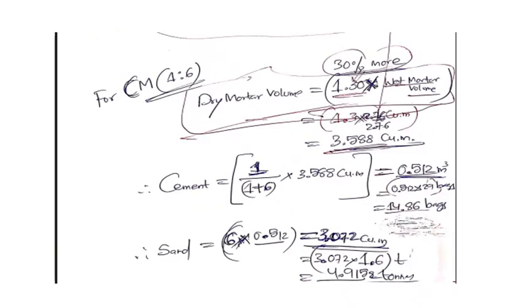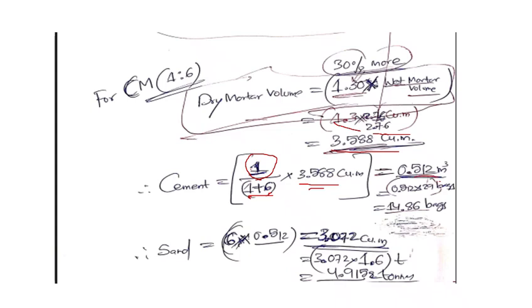So let's calculate the dry mortar volume. The previous volume of mortar is the wet mortar volume. So adding 30% more: 1.30 into the wet mortar volume, 1.3 into 2.76, it is 3.588 meter cube. So let's calculate the cement required. Cement is 1 by 1 plus 6, where the numerator 1 is the proportion of cement and the denominator is 1 plus 6, 1 is cement and 6 is sand. So 1 by 1 plus 6 into 3.588, where 3.588 is the dry mortar volume. So it is 0.512 meter cube.